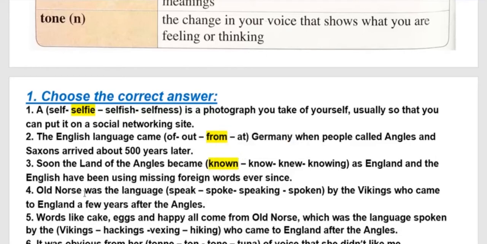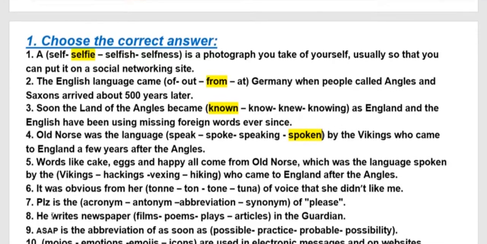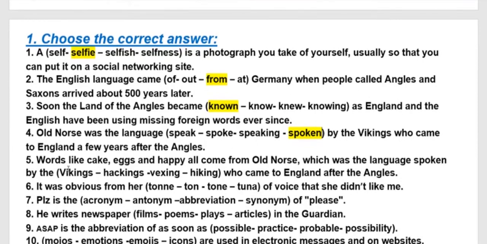Old Norse was the language spoken by the Vikings. You see here, Old Norse was an old language spoken by the Vikings. It means that the Vikings spoke Old Norse. Words like cake, eggs, and Harry all come from Old Norse, which was the language spoken by the Vikings.